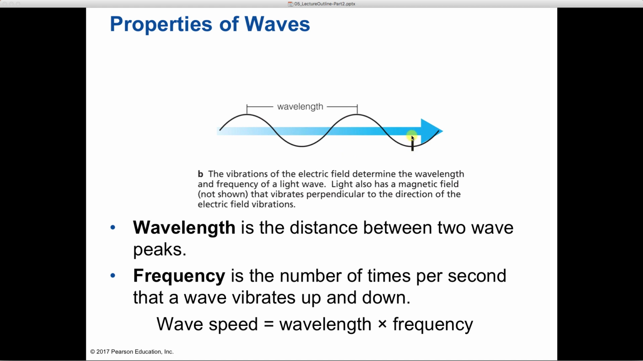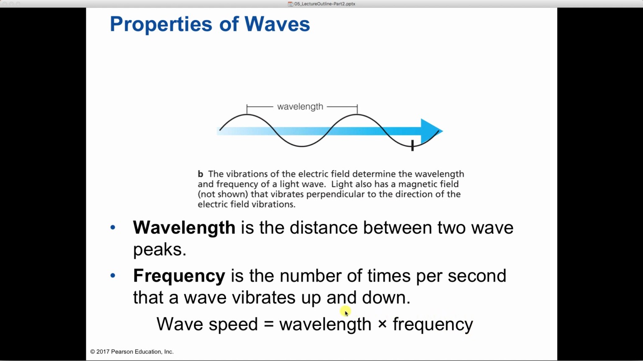Or thinking about the feather bobbing up and down, it's the number of times the feather goes up and down every second. So if you're looking at one point in space, how many wavelengths pass by every second? That's the frequency. If you multiply the wavelength, the length of a wave, times the frequency, this is the distance in meters from one peak to another, times frequency, and frequency is waves per second.